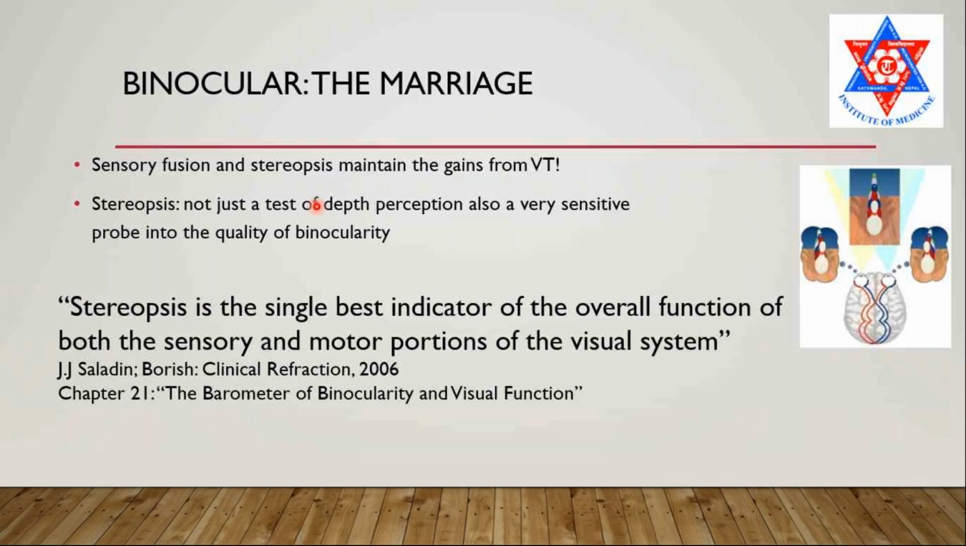So in binocular therapy, the sensory fusion and stereopsis maintain the gains from the vision therapy. And there is a very high importance of these binocular therapies for the complete management of the patients. So it implies the use of sensory fusion and stereopsis. And stereopsis is not just a test of depth perception, but it is also a very sensitive probe to the quality of binocularity of the patients.